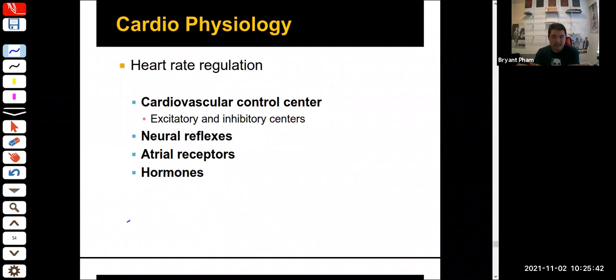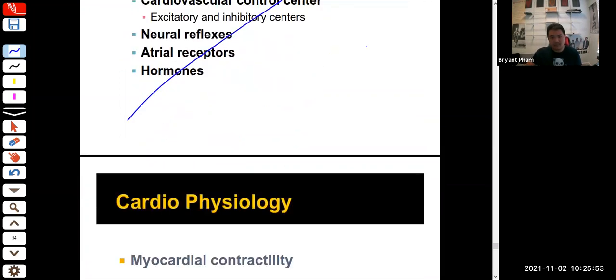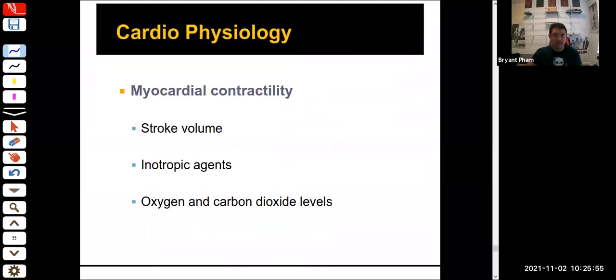I'm just going to say to this, because we already talked about it, right? Your heart can beat on its own, but if your brain wants to, it can tell it to beat faster or slower. All right. Myocardial contractility. This is basically how hard does the heart contract? How hard does the heart contract?